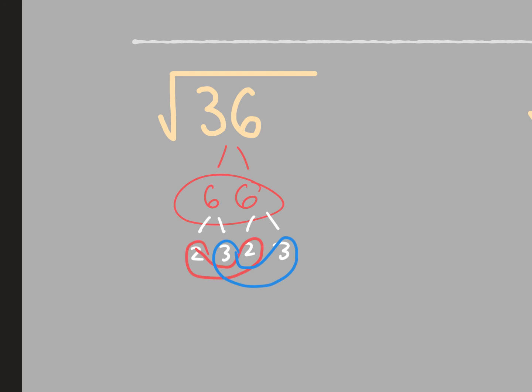So what would come to the outside? 2 and 3. 2 times 3. And what's 2 times 3? 6. Oh, 6, same thing. It's the same thing. So we could have stopped here and just circled it, then we're done.